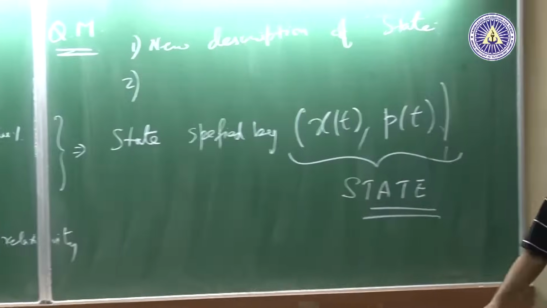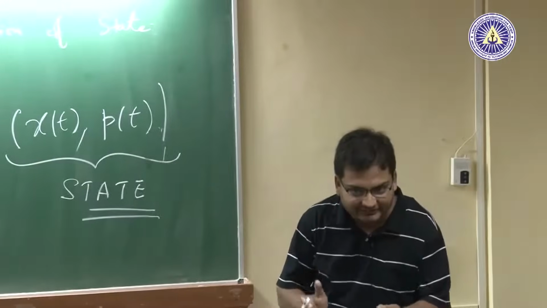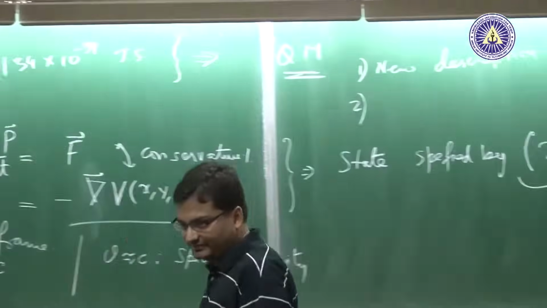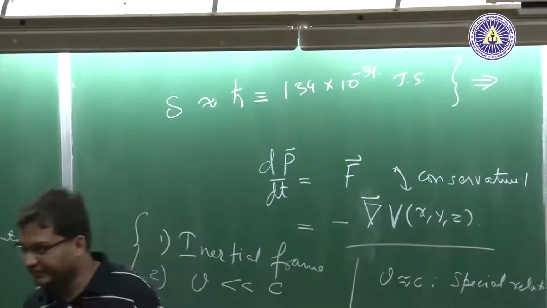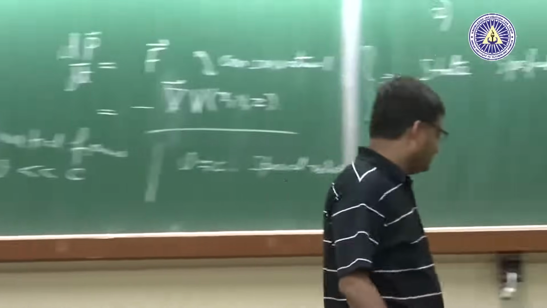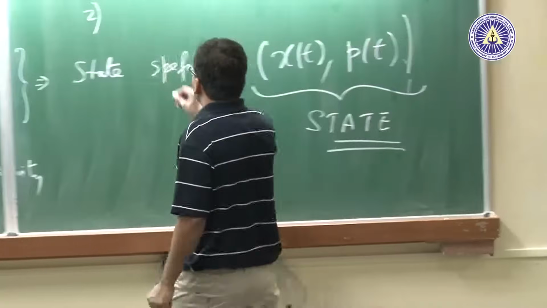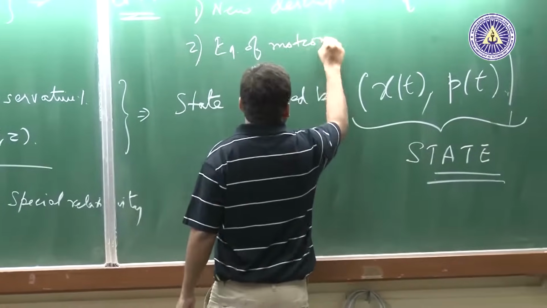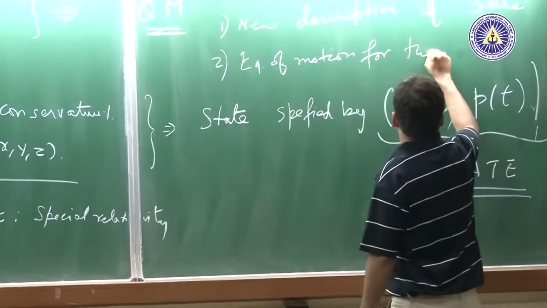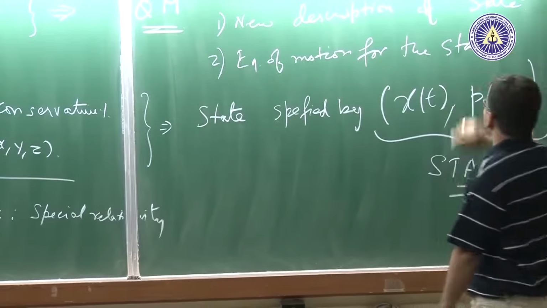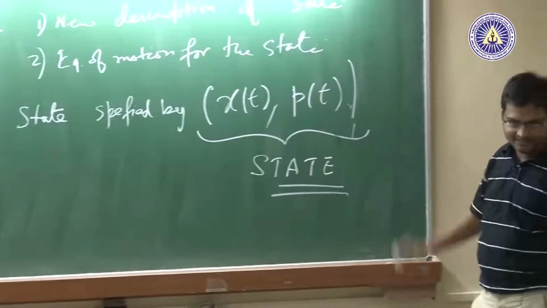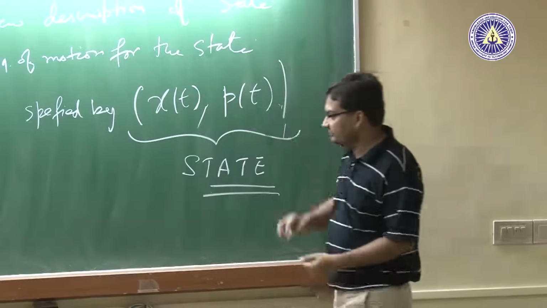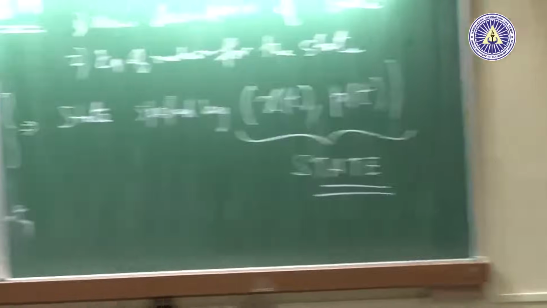Once I have the state, I need an equation of motion to describe the dynamics of that state, just like Newton's second law. I will need an equation of motion for the state. This is true in any theory in general. Any theory I construct, I will always need something to describe the state, and an equation of motion for the state.